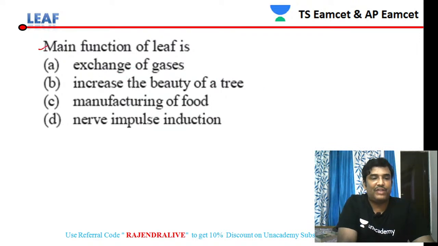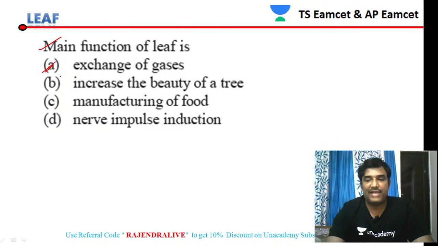Okay, so the main function of the leaf, yes, very good, option A is the right answer. The main function of the leaf is exchange of gases.